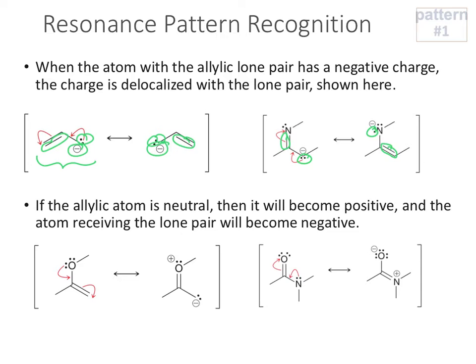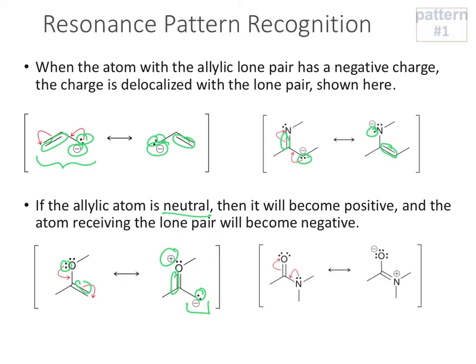If the allylic atom is neutral, then it will become positive, and the atom receiving the lone pair will become negative. So here we've got a lone pair becoming this pi bond, and that pi bond becoming this lone pair. And in doing so, you've now put a formal plus charge on the oxygen and a negative charge on the carbon. If you're not sure what the charges will be, you can always do a formal charge analysis.